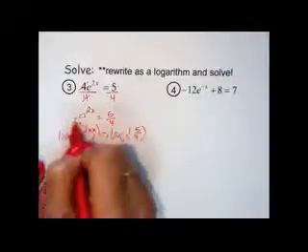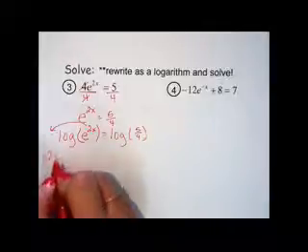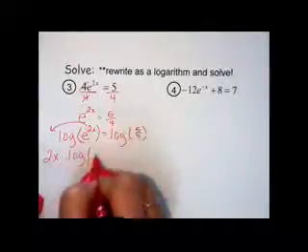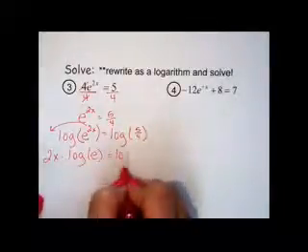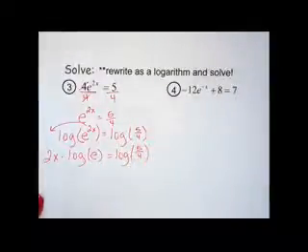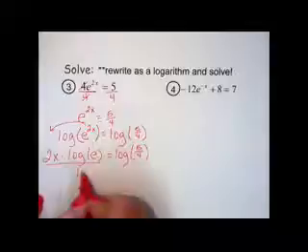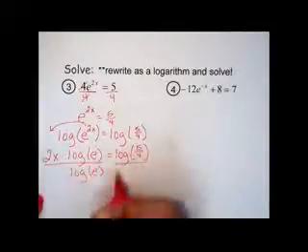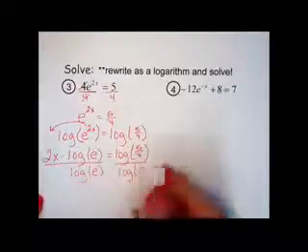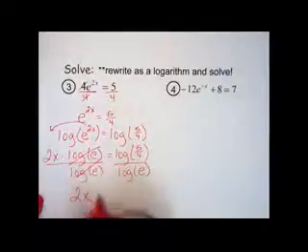Doing that, because of our log property, lets us take that power out. So 2x times log of e equals log of 5/4. Okay, just like the other problem, we have to get this by itself, so we have to get our logs together. So we're going to divide both sides by log of e. So that gives me 2x equals.